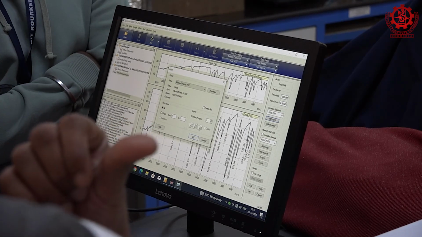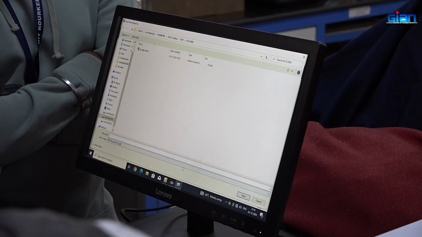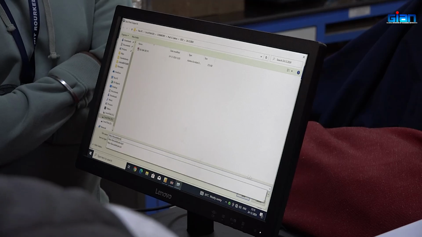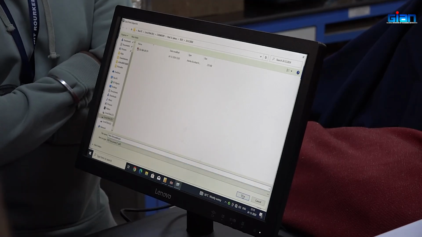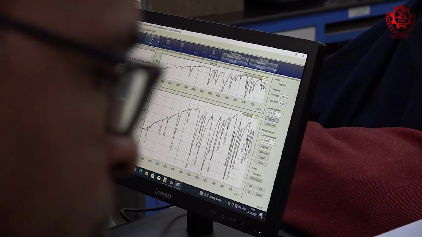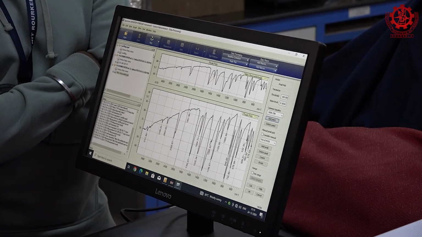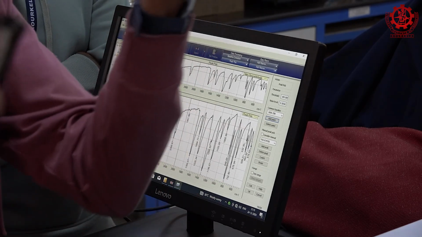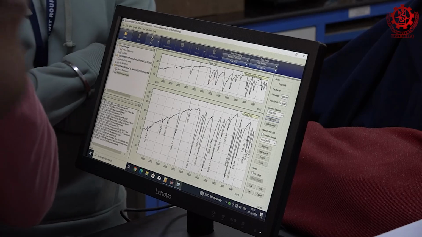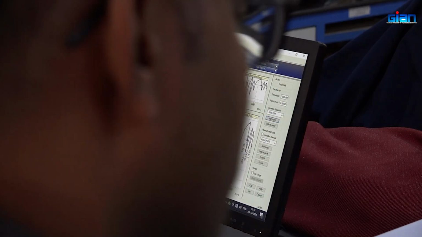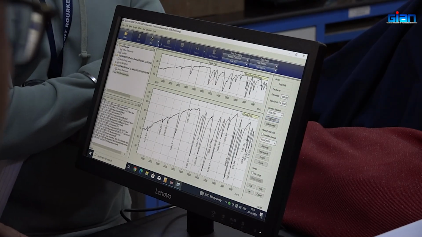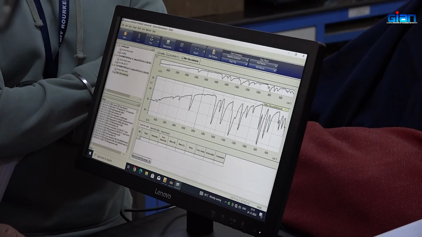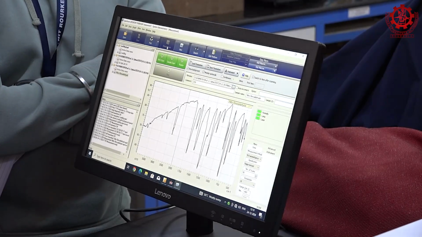So, maybe we can do their sample. So, what is this compound? Hello, what is this compound here?